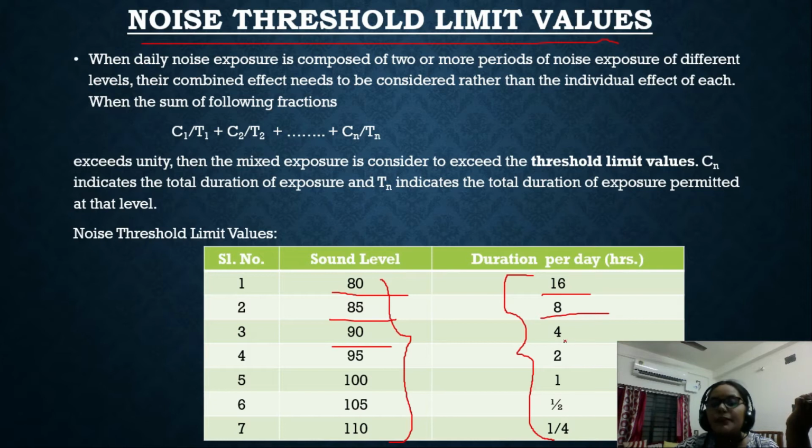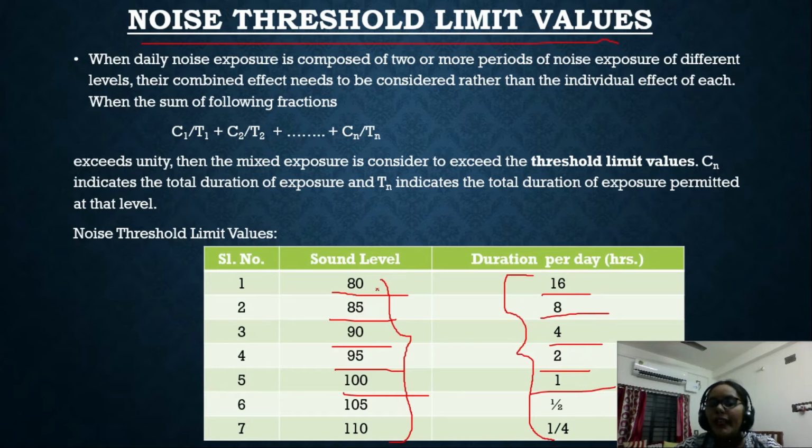For 90 decibel, the duration is 4 hours. For 95 decibel, the duration is 2 hours. For 100 decibel, it is 1 hour. You can see, for 80 decibel it is 16 hours. For 85, if we increase the decibel by 5, then the duration of hours per day will be just half.